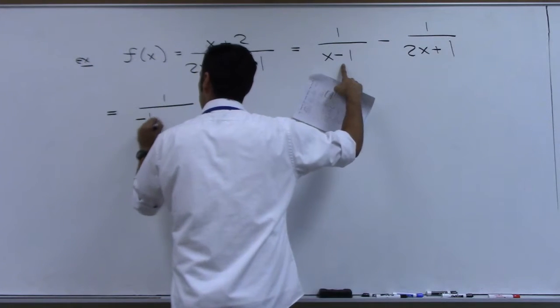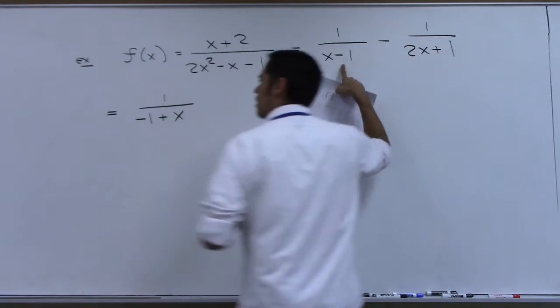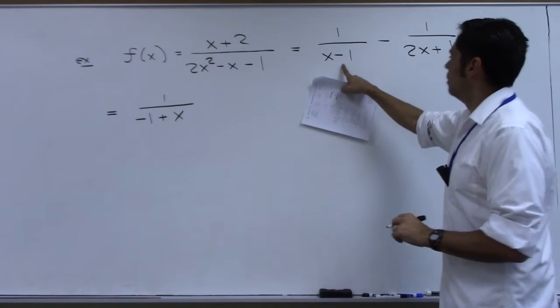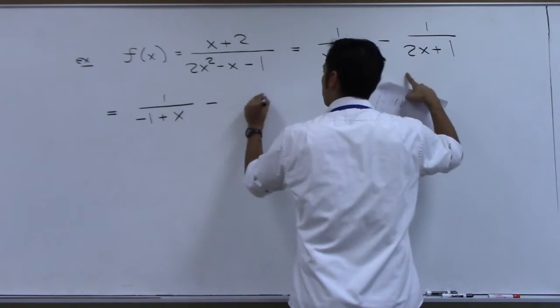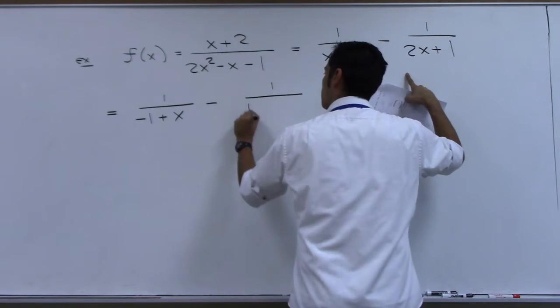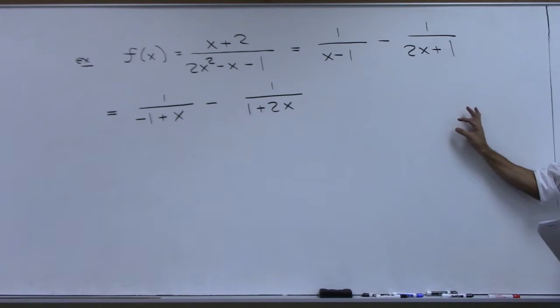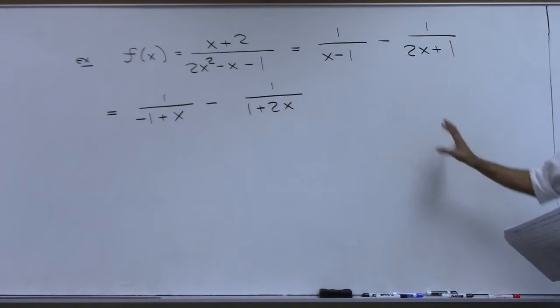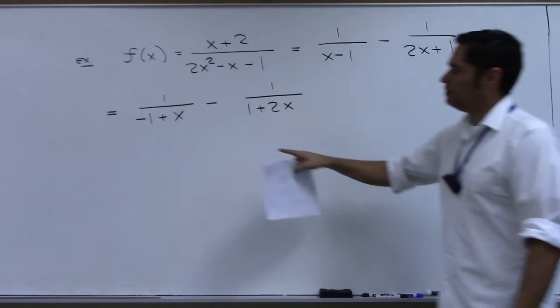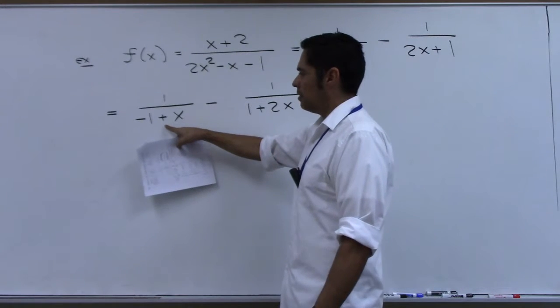I can rearrange it. If I rearrange it, it'll be this, won't it? And then on this one, I'm just going to leave it as 1 over, let me rearrange it, 1 plus 2x. So all I'm doing is rearranging so I can get my variable on the right side, on the bottom. And now, what can I do to this one?